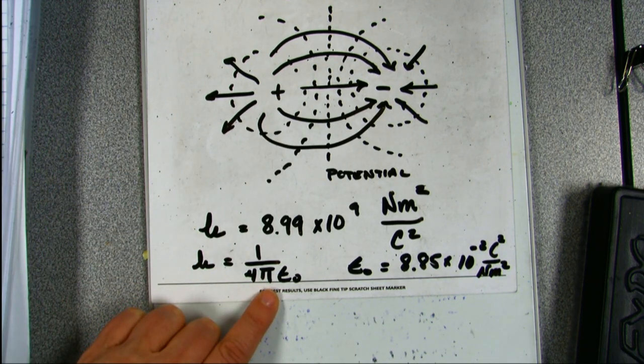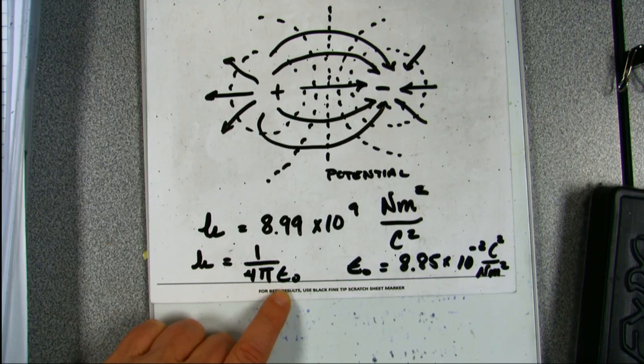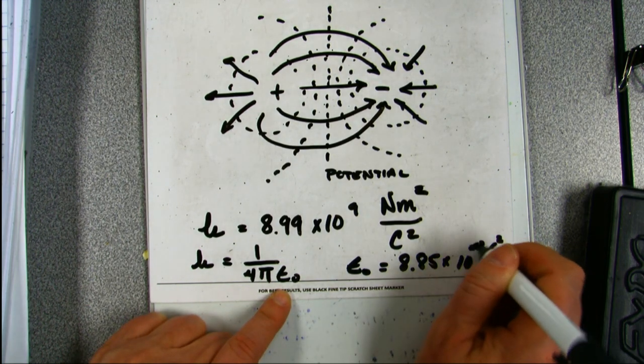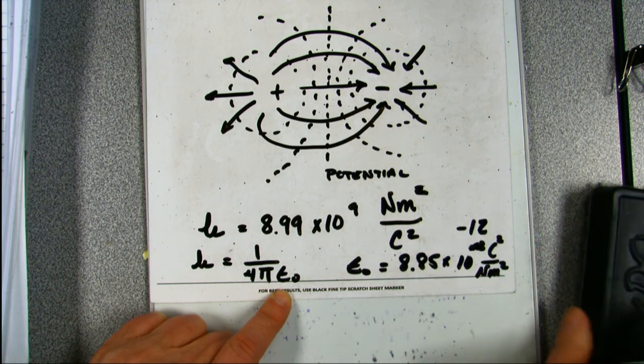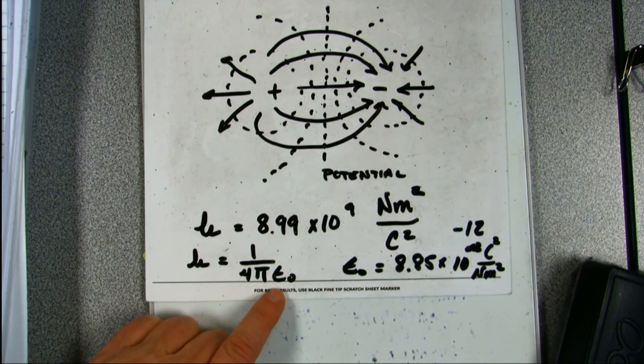Is it epsilon because of the elasticity? It's permittivity of free space. Free space, yeah. Permittivity of free space. So it's a constant of the universe. Epsilon's times 10 to the negative what? Negative 12. Catch it. It's negative 12.